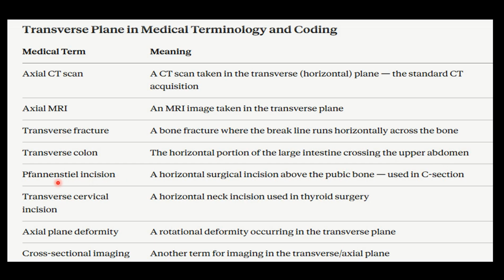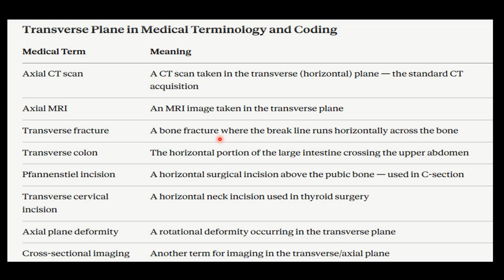Then we have the Pfannenstiel incision, a horizontal surgical incision above the pubic bone used in C-section. Then transverse cervical incision, a horizontal neck incision used in thyroid surgery. Then we have axial plane deformity, a rotational deformity occurring in the transverse plane. And then we have cross sectional imaging, another term for imaging in the transverse axial plane. So these are some examples for medical coding.